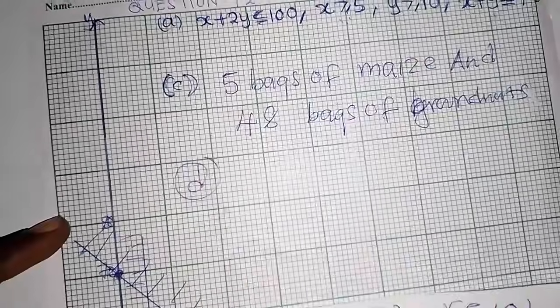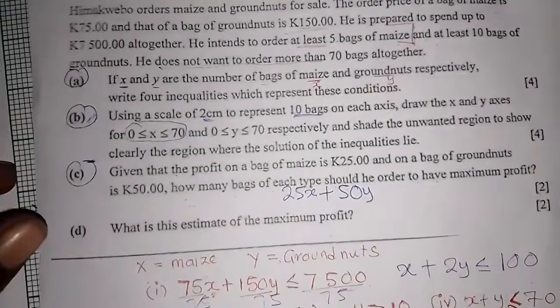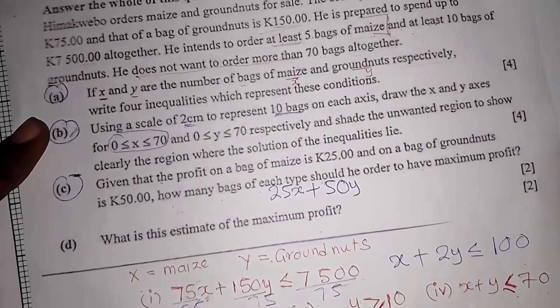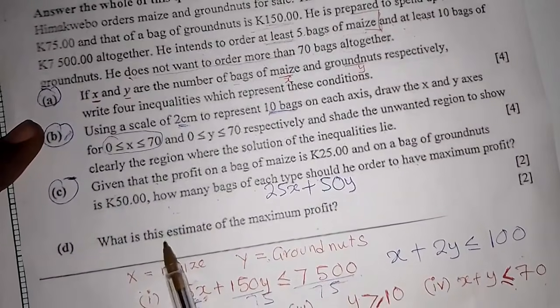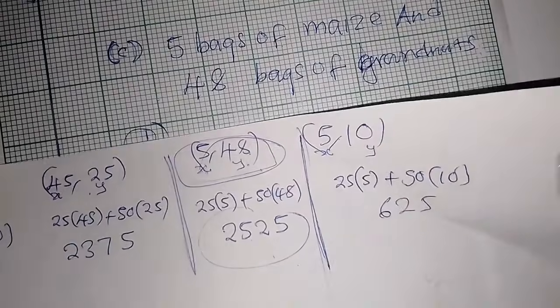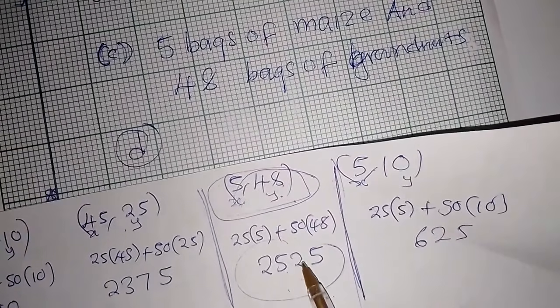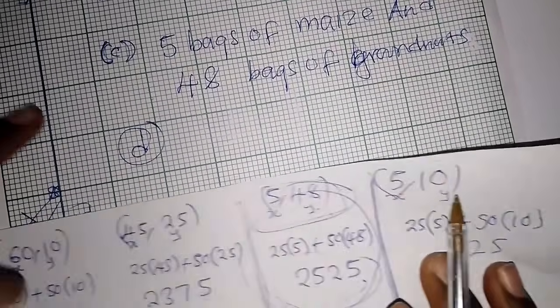We go to D. What is D saying? D is saying, what is this estimate of the maximum profit? So which means the answer may not be the same. It is just an estimate. I answered, no need of answering again. So what I need to do now is write in this answer.